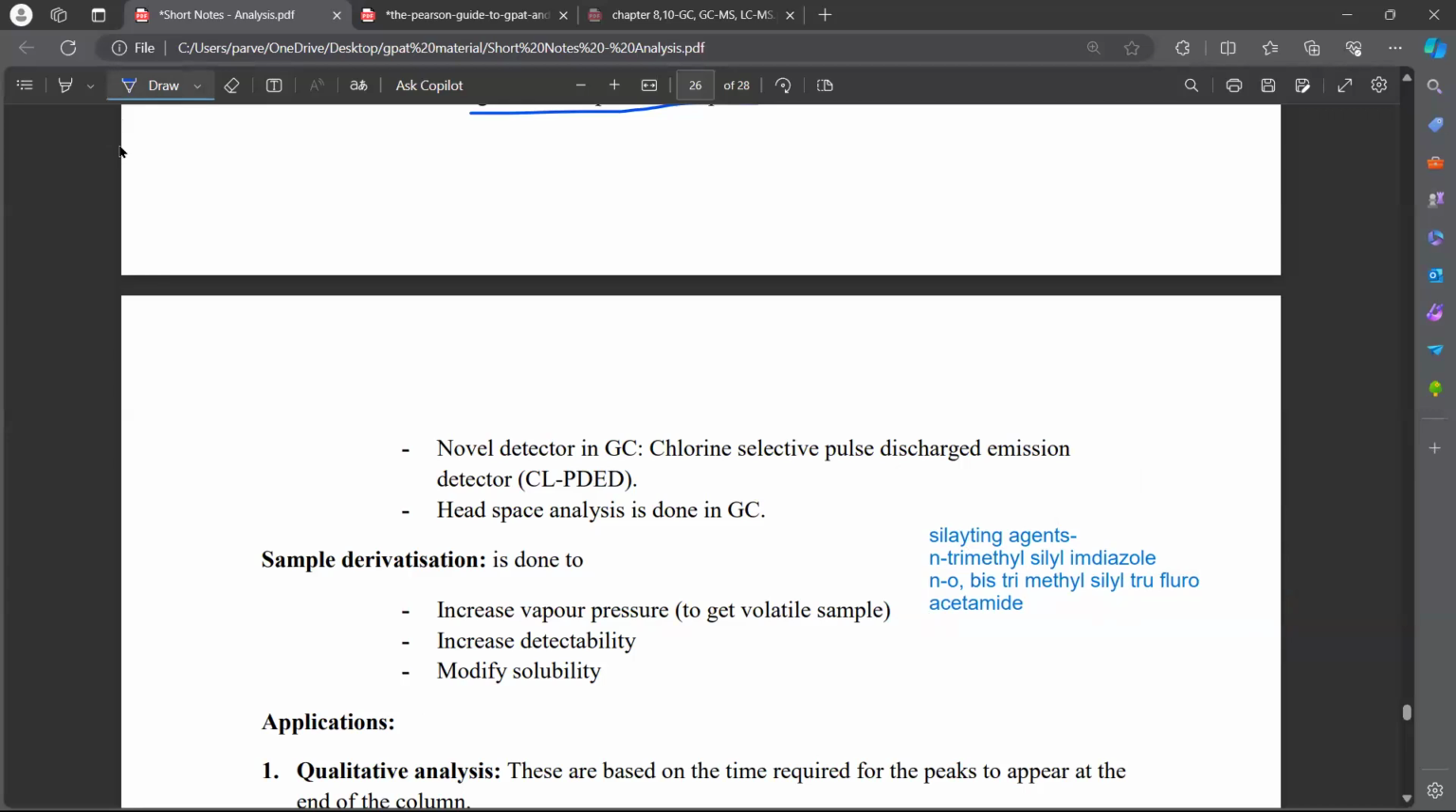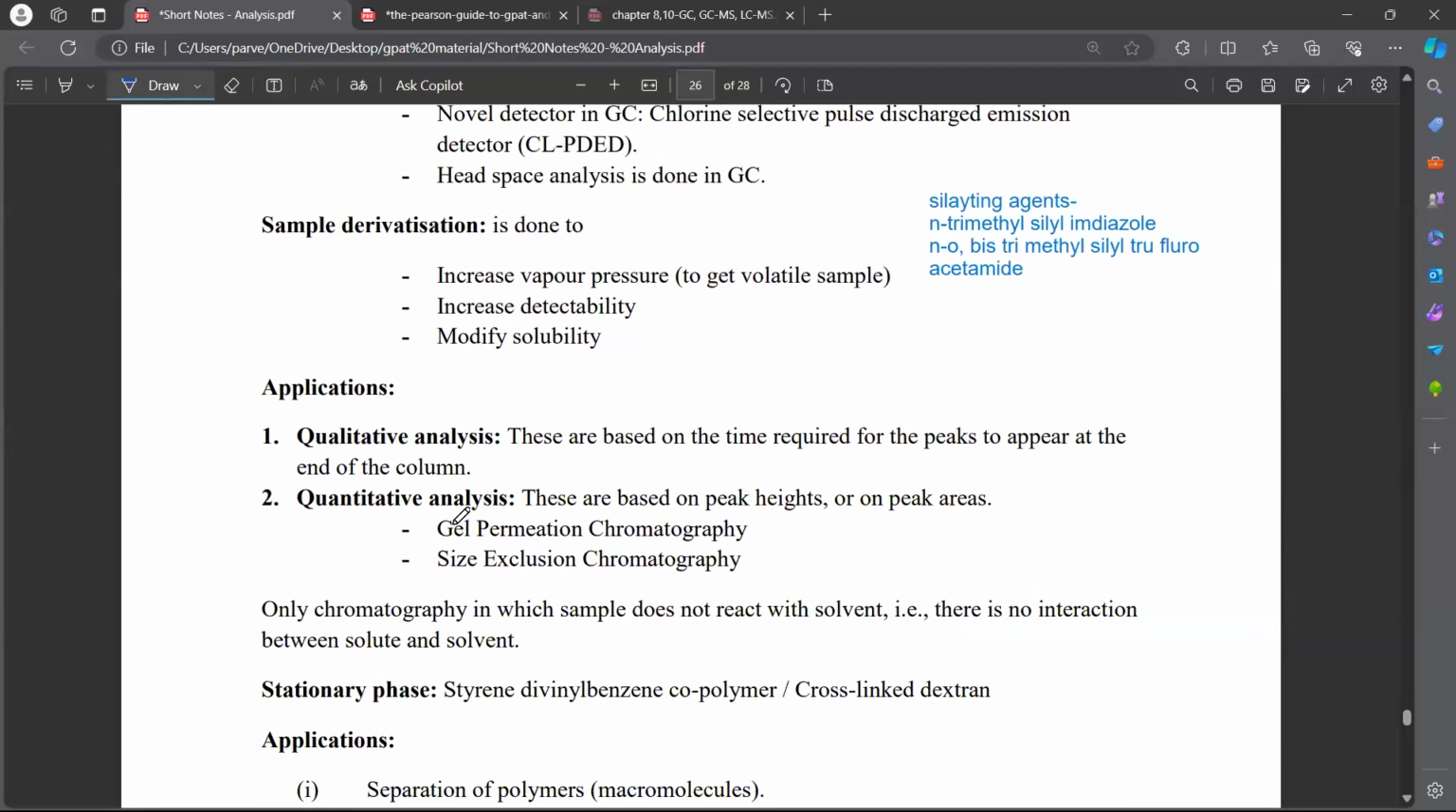The temperature maintained in the gas chromatography can sometimes go up to 400 degrees Celsius. For the analysis, qualitative analysis is done by detecting the peak, while quantitative analysis is done by measuring the peak height and the peak width.